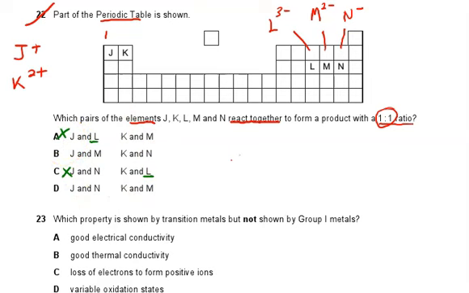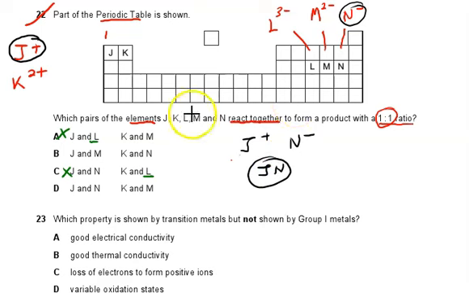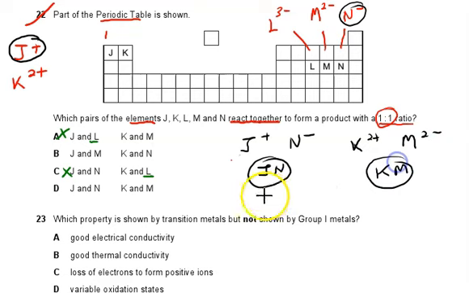Okay, now J can combine with N to form a 1:1 ratio, JN, and K can combine with M to form a 1:1 ratio. So it's JN and KM. So your answer here is D for 22.